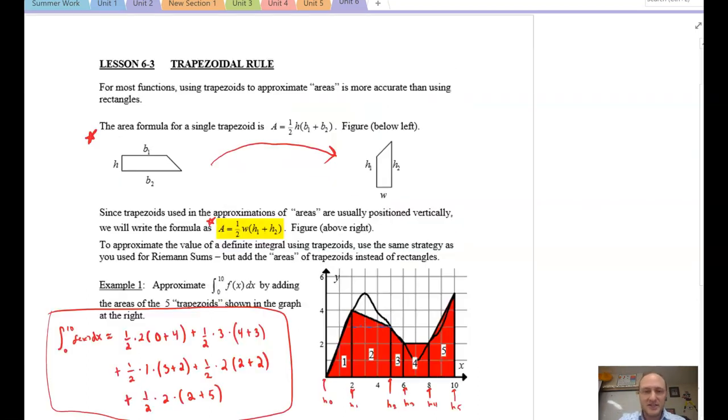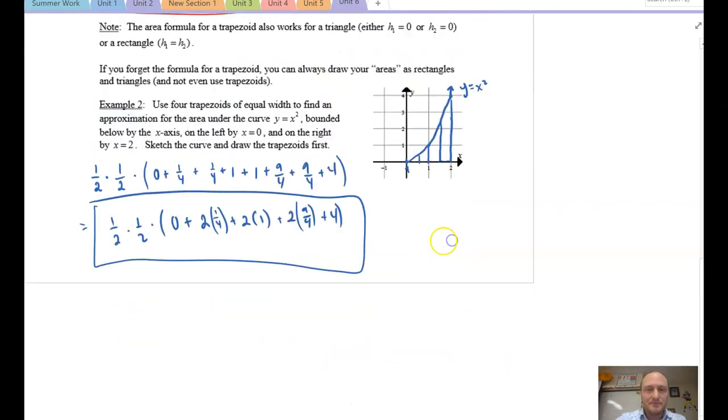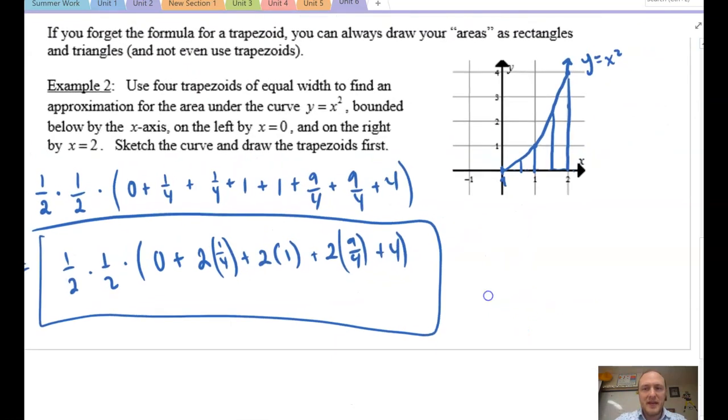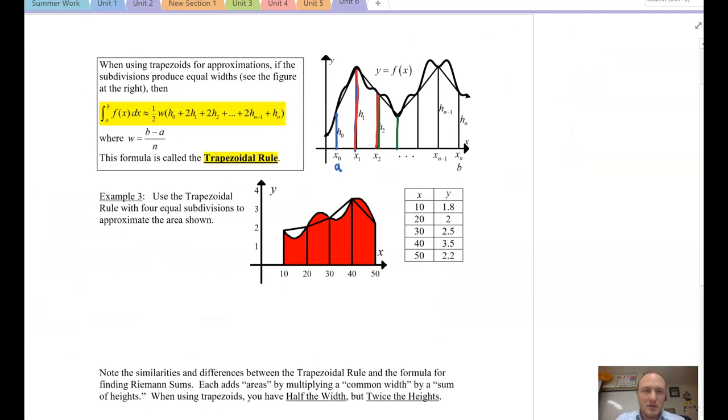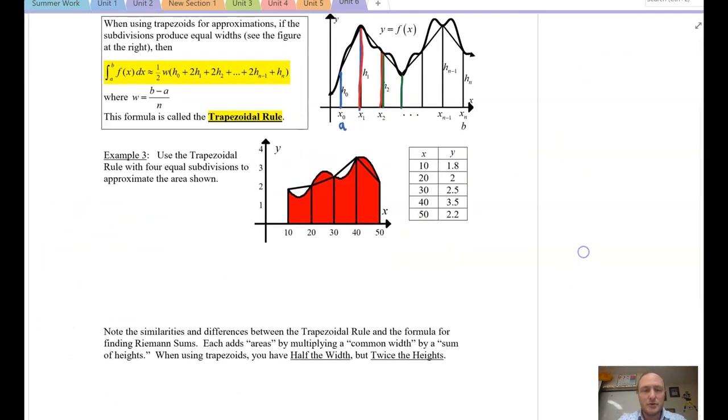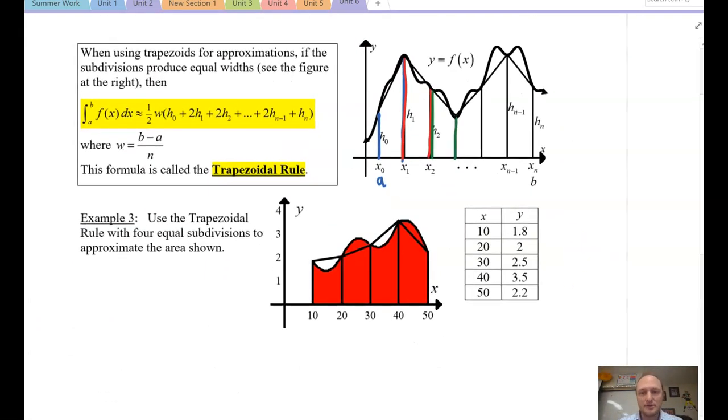So you'll notice in this last example, my h sub 0, my first height, I only used once, and my last height, I only used once. But every other value in between gets shared twice. That's how we develop this trapezoidal rule, where we're multiplying by two. So there is the trapezoidal rule.